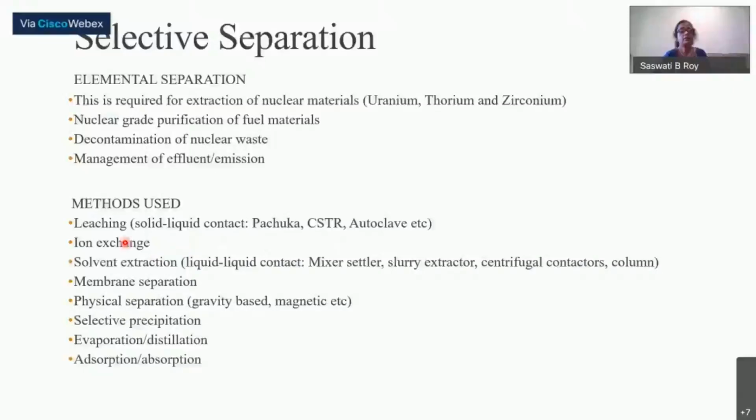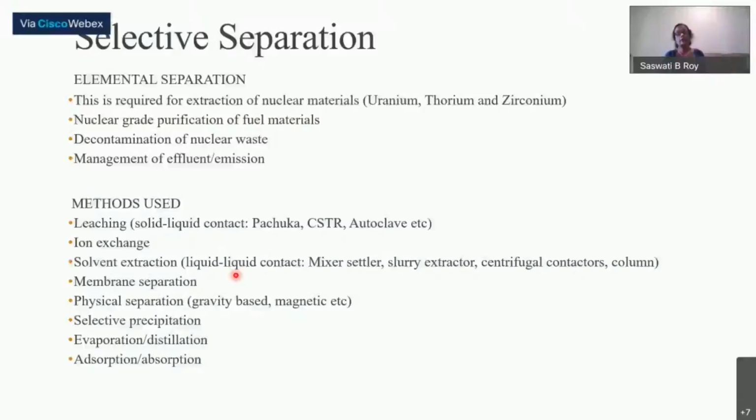In a similar way, after getting the solutions, we have to remove some impurities selectively, so we go for ion exchange. This is not only for the ore, but for many other nuclear material applications also. Ion exchange is also a solid-liquid contact, where we can have either a packed column or a fluidized bed. The third important one is solvent extraction. This is the most important one for all nuclear material. Solvent extraction is being used widely.